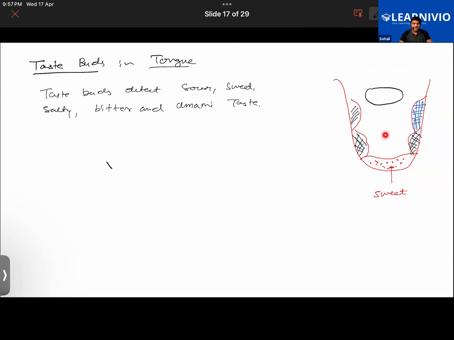Now, as I said, some parts of the tongue are more sensitive to a certain kind of taste. Like the front portion is more sensitive to sweet. For example, the back portion of your tongue is more sensitive to bitter taste. And if you look at the lower side portions of the tongue, they are more sensitive to salty.